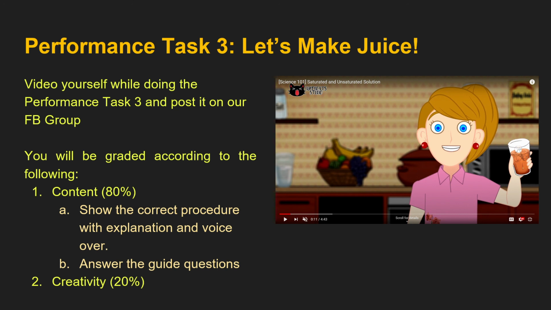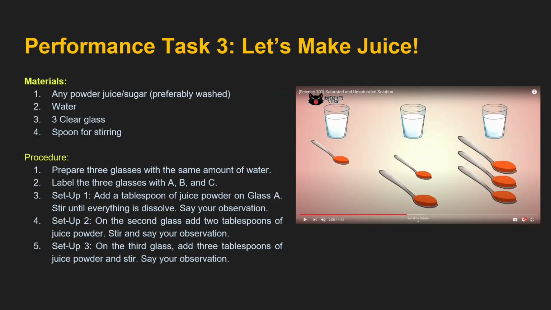So, you will be graded according to the following: content and creativity. So, content, dapat correct procedure and explanation. Dapat may mga voice over. Next, creativity. Dapat medyo creative kayo. Okay? So, ito po yung gagawin ninyo. Ito yung mga materials. 3 powder juice or sugar, preferably washed. Water, 3 clear glass, spoon for stirring. Pwede naman pong plastic cups.